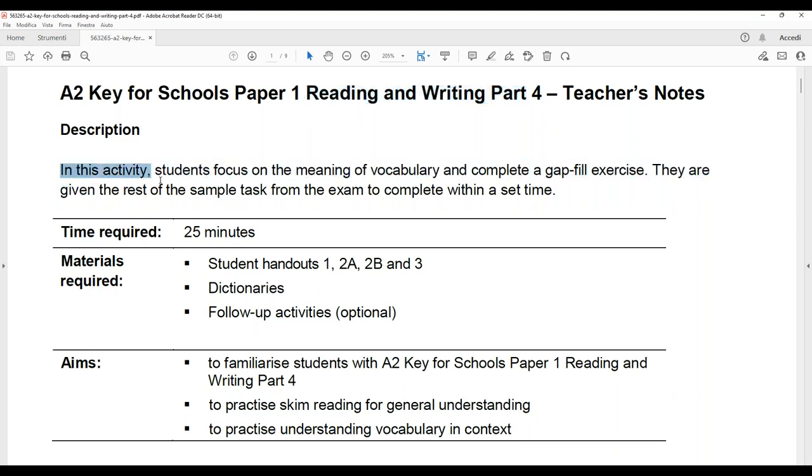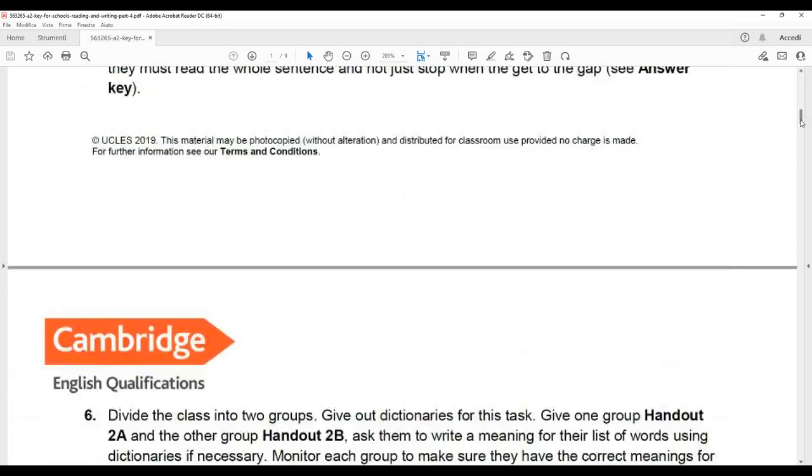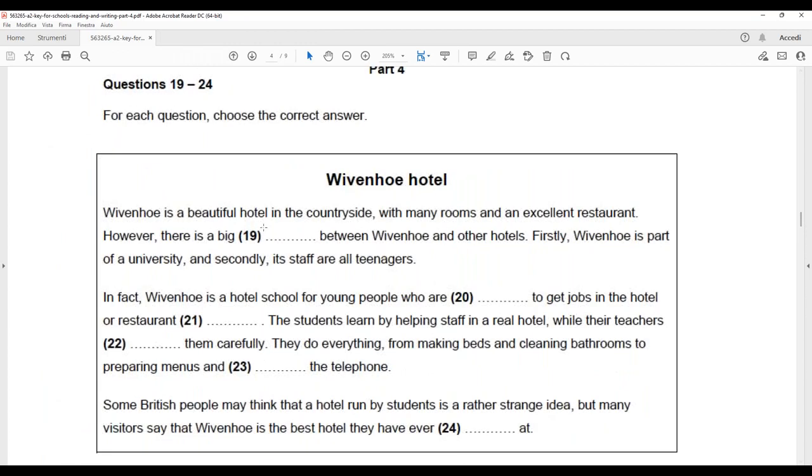So in this activity, students focus on the meaning of vocabulary and complete a gap fill exercise. Gap fill. Do you understand a gap fill? Gap fill means you have to complete the missing words. So you are going to find a text with missing words, and you have to complete or fill the missing words, just like this. This is the example. The gap. Fill the gap. So you have to find the correct words to fill the gap in this exercise.